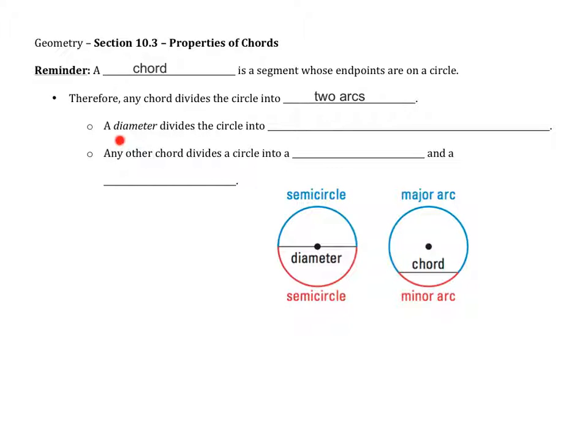A diameter, which remember is a chord that goes through the center of the circle, divides the circle into two semicircles. Any other chord divides the circle into a minor arc and a major arc, just like we discussed before. So again, a diameter cuts a circle into two semicircles, so half of a circle. And any chord that's not a diameter cuts it into a minor arc and a major arc.